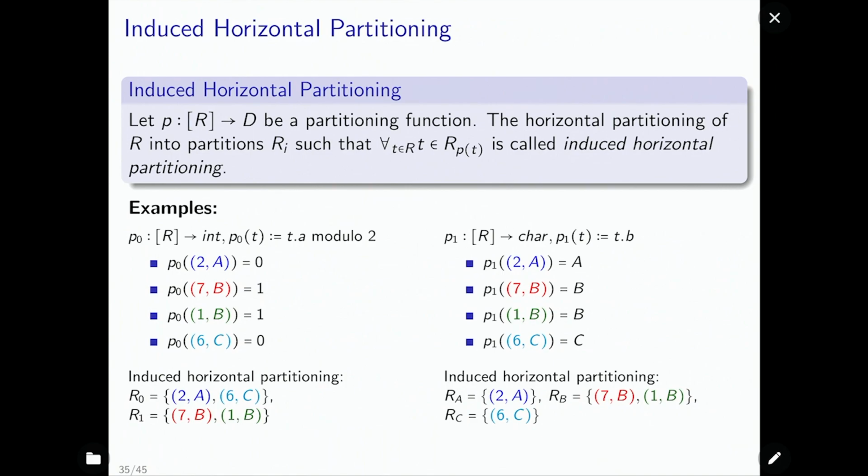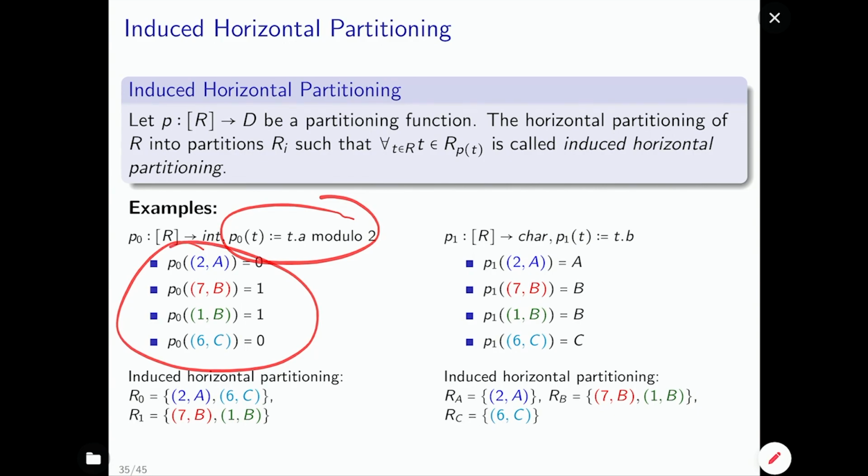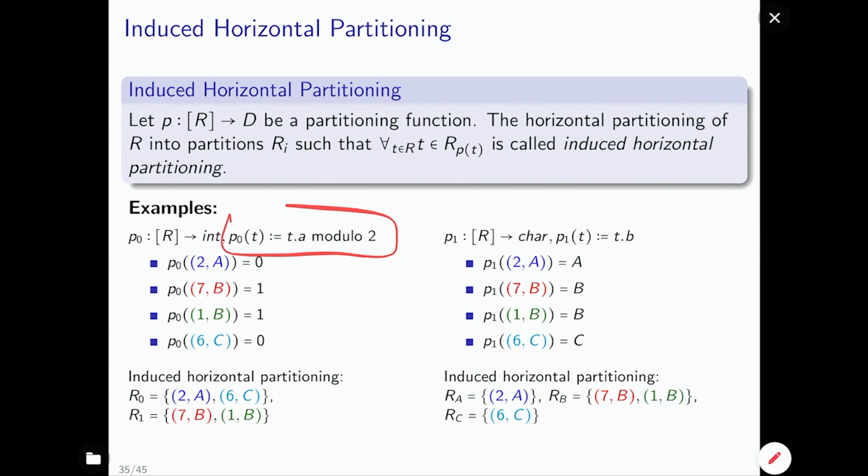That's called an induced horizontal partitioning. So if you use this partitioning function here with those calls to that partitioning function, the induced horizontal partitioning is this. This partition R0 contains those tuples that return 0 when called with the partitioning function. As we only have 2 return values in this particular example, there are only 2 subpartitions. So this is everyone returning 0, everyone returning 1.